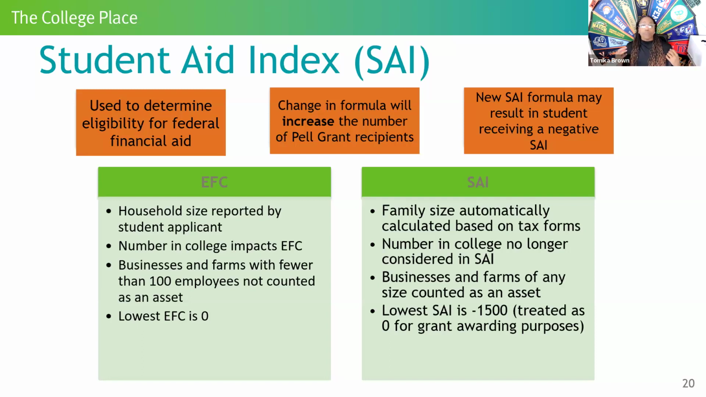They are including the net value of any businesses and family farms in asset reporting. And the lowest SAI is negative 1,500, but it will be treated as 0 for grant awarding purposes. So it will be treated as 0 in calculating the Pell Grant. Students who have a negative SAI won't qualify for more Pell Grant than the maximum amount for that year. That number just informs how they make other financial aid determinations as it relates to federal and state financial aid.